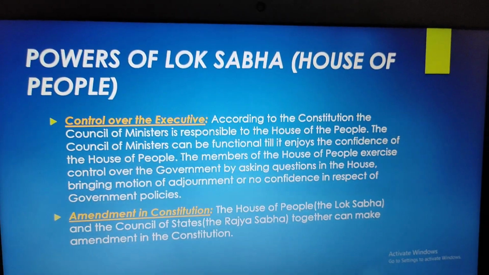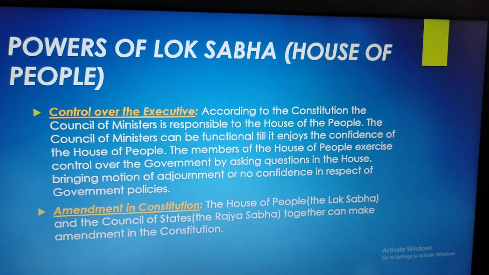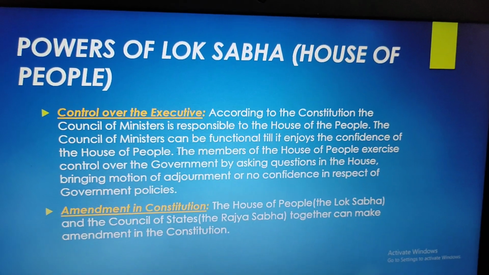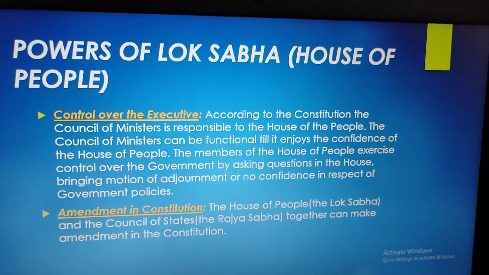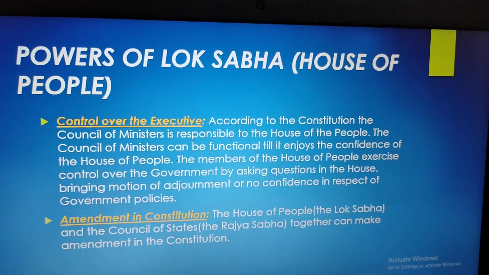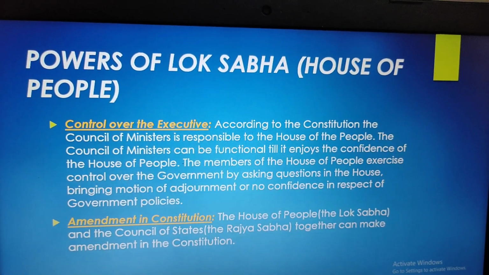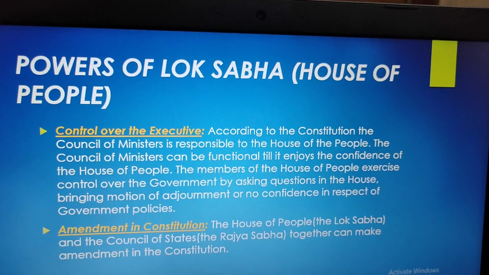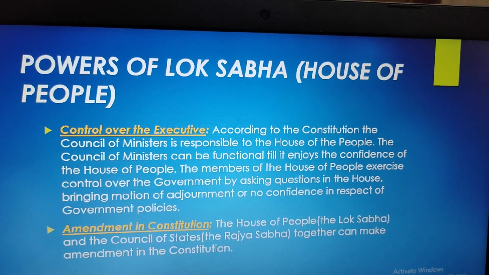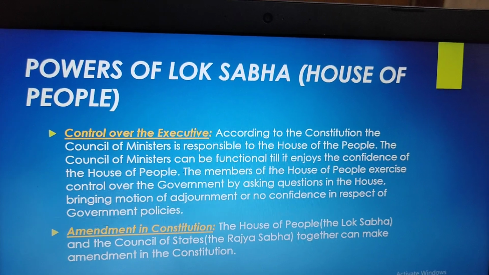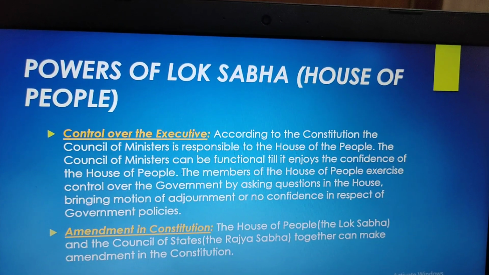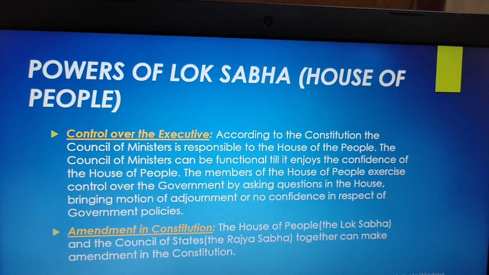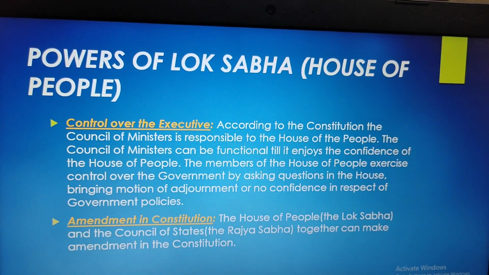Now, control over the executive. According to the Constitution, the Council of Ministers is responsible to the House of the People. The Council of Ministers can be functional till it enjoys the confidence of the House of People. The members of the House of People exercise control over the government by asking questions in the House, bringing a motion of adjournment or no confidence in respect of government policies.